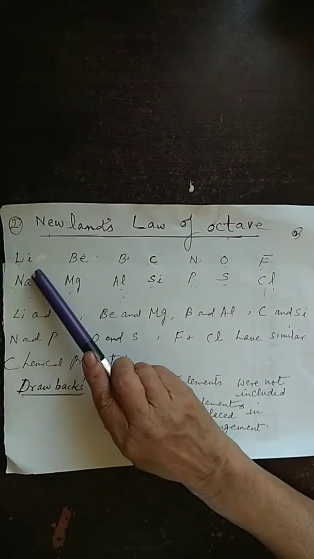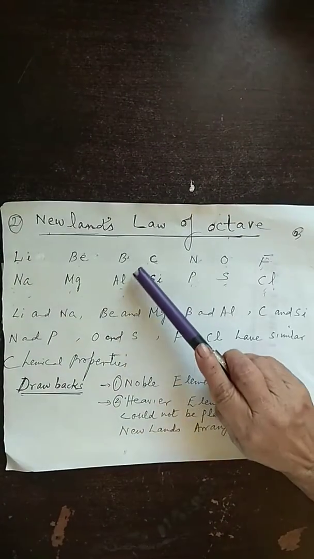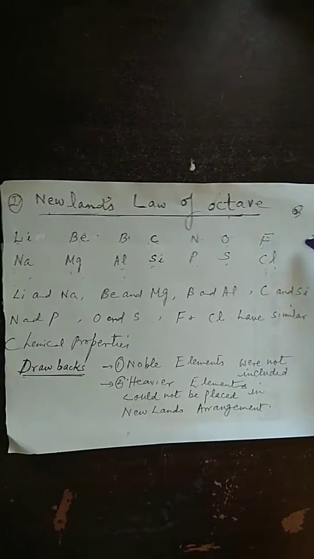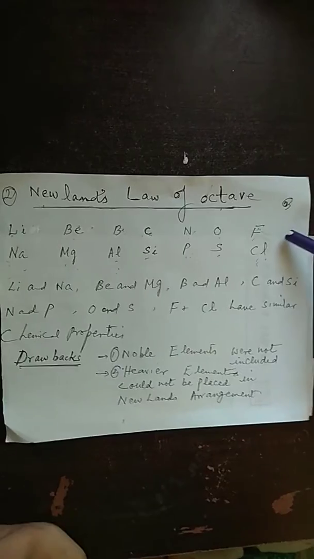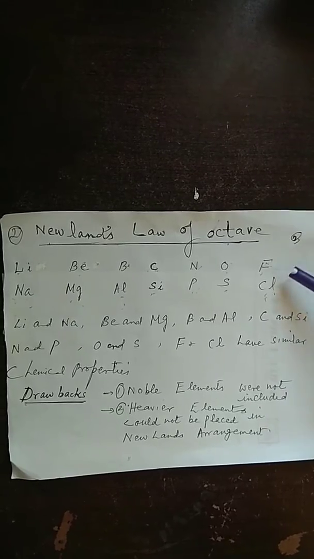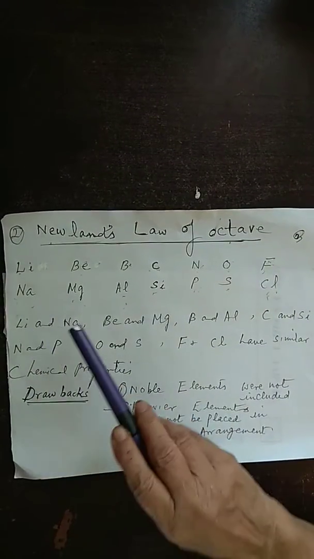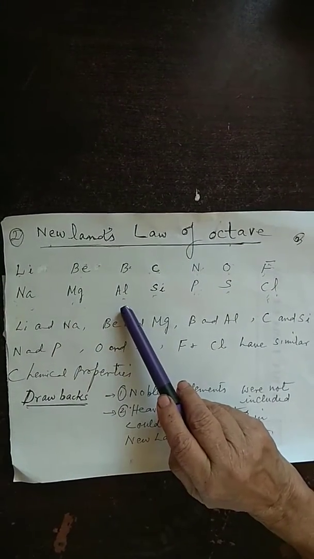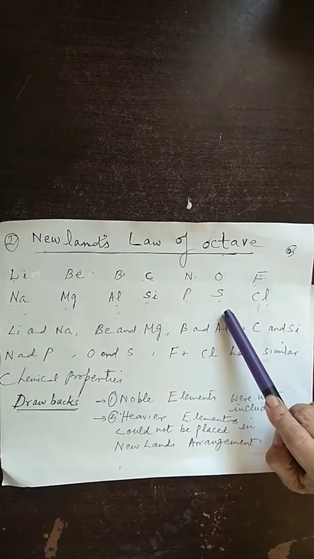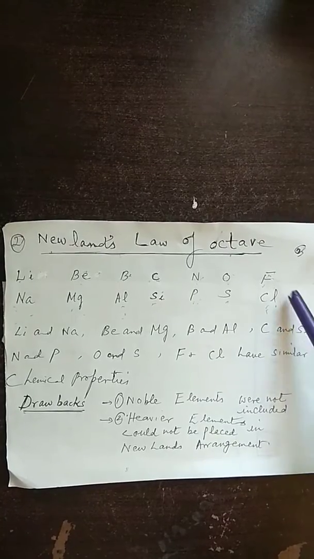Now lithium 3, beryllium 4, boron 5, carbon 6, nitrogen 7, oxygen 8, fluorine 9. But here the element number 10 was not included because it was not discovered at that time, and it is known as neon. Neon was not included. So sodium atomic number 11, magnesium 12, aluminium 13, silicon 14, phosphorus 15, sulfur 16, and chlorine 17.